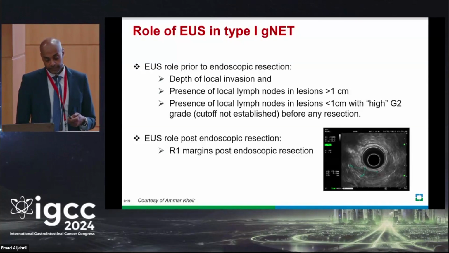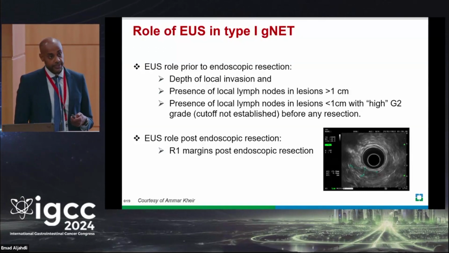With type 1, we assess for lymph nodes if the lesion is more than 1 centimeter. And also, if it's less than 1 centimeter, but we have a high grade, high G2, then we also want to evaluate the presence of lymphadenopathy before we proceed.